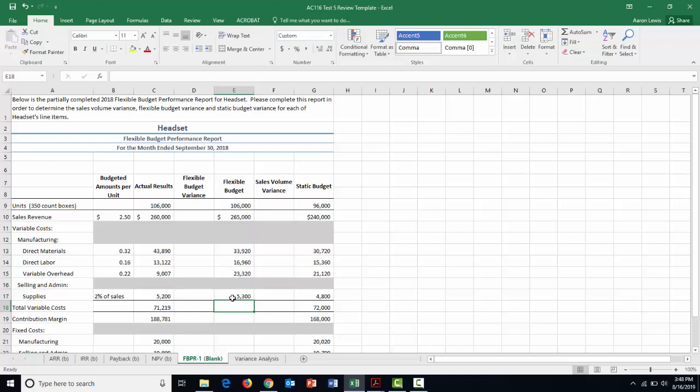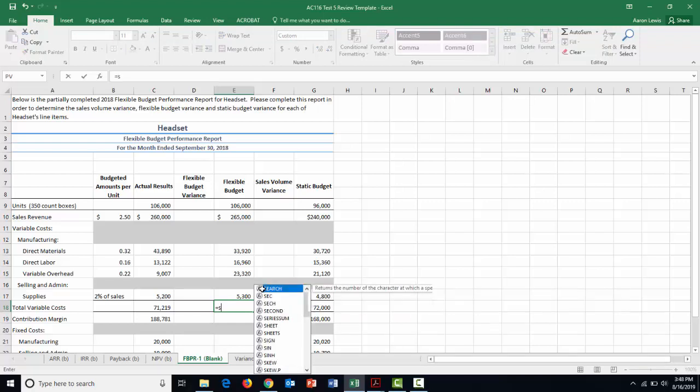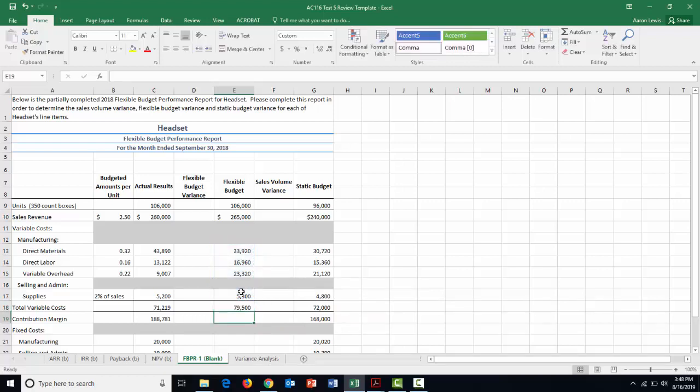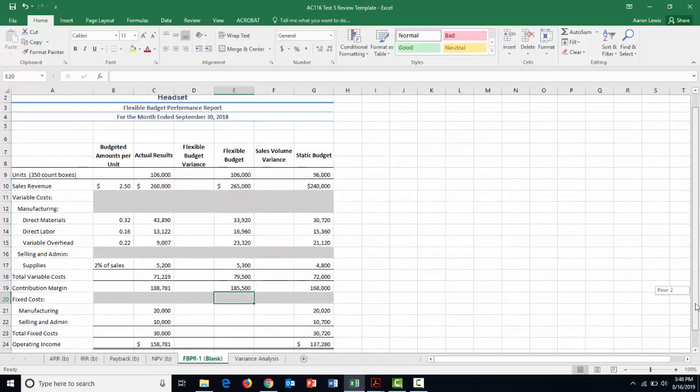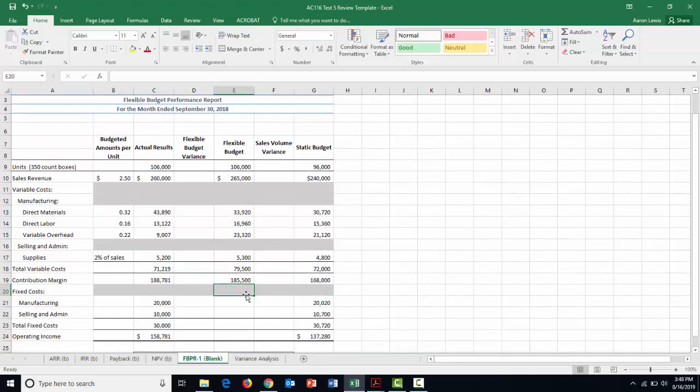Our total variable cost in this case is equal to the sum of our different types of variable costs, which are all of these columns. So we go through, we hit enter. We should have spent $79,500 in variable costs, leaving us with a contribution margin equal to our sales revenue minus our variable costs of $185,500. Now we can scroll on down to our fixed costs, and nothing gets easier than this.